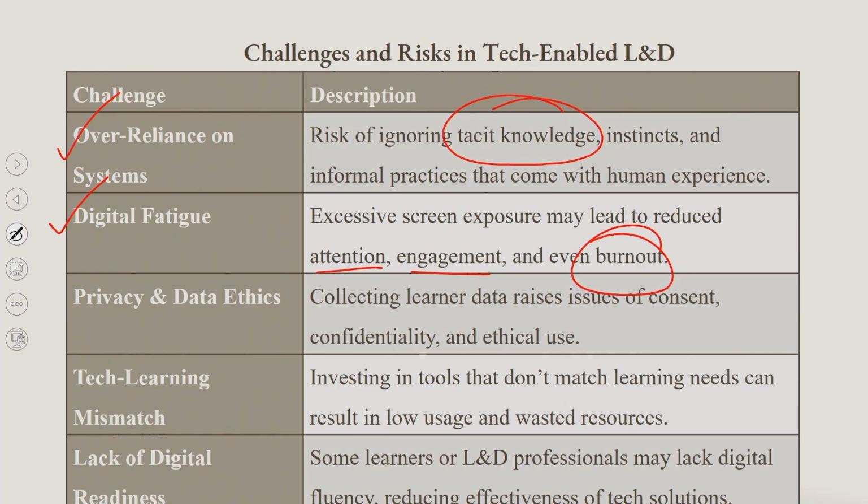You'll also have issues of privacy and data ethics. When you talk about collecting learner data, it raises issues of consent. It raises issues of confidentiality. It raises issues regarding the ethical use of that.